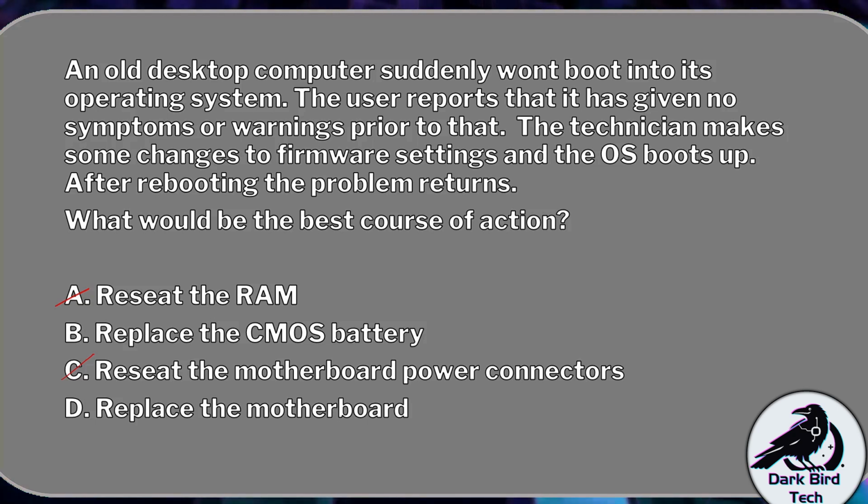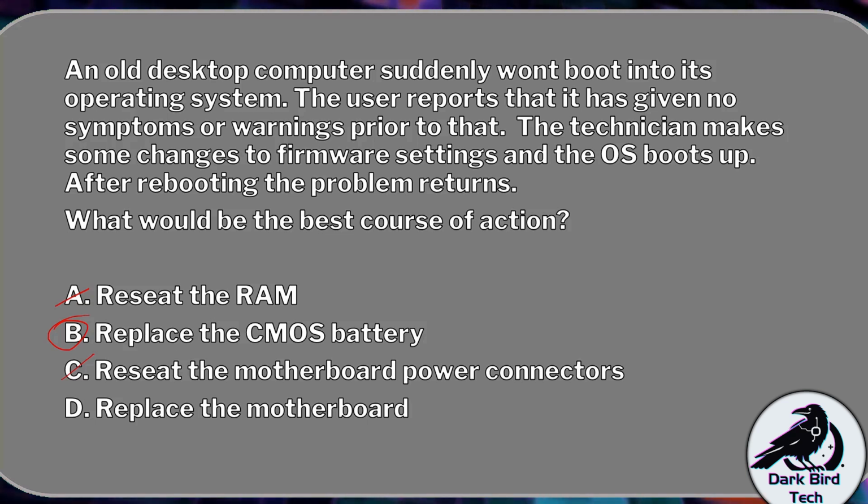Now, D would work, but it would work very expensively. B is the best option here. The reason why, if the technician goes and changes some settings in the firmware, and then the operating system boots up fine, but then when they reboot the computer or shut it down or whatever, those settings get lost. That tells me that the firmware settings are volatile stored data, and the CMOS battery is probably flat. And they did say it's an old desktop computer. So if you go replace that little CR2032 battery, you'll probably find the machine will work perfectly fine again.